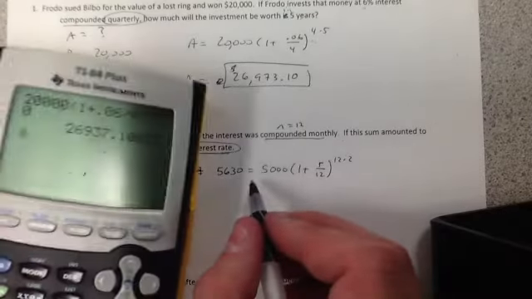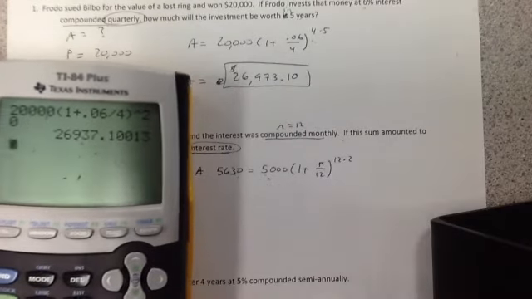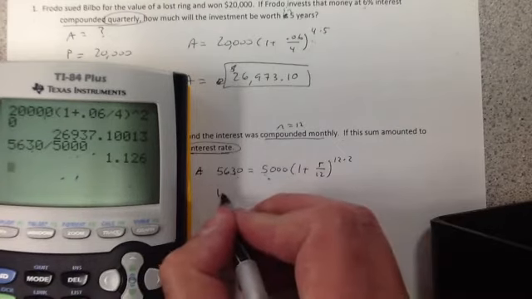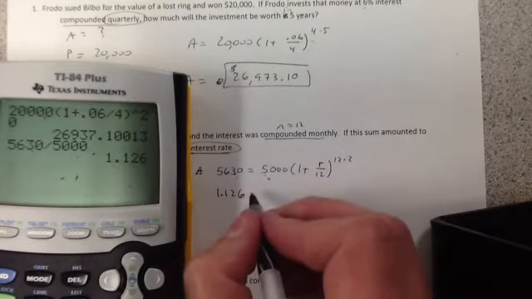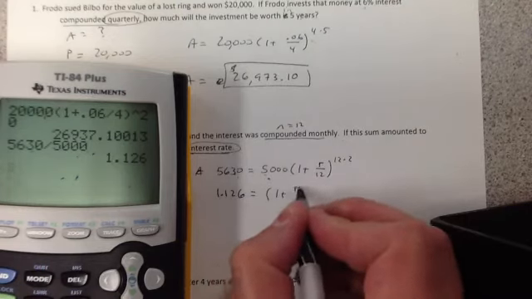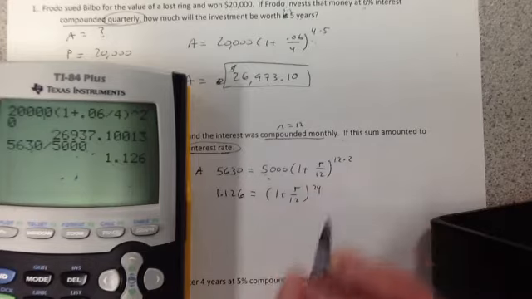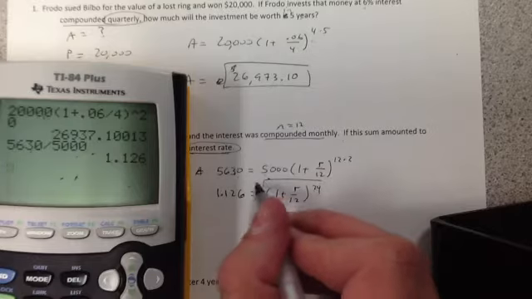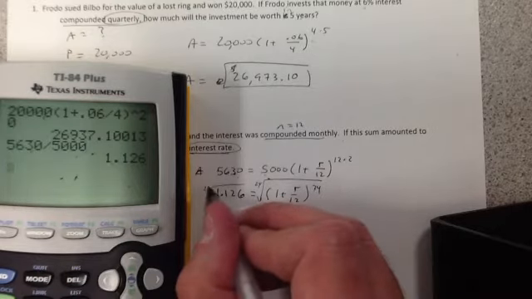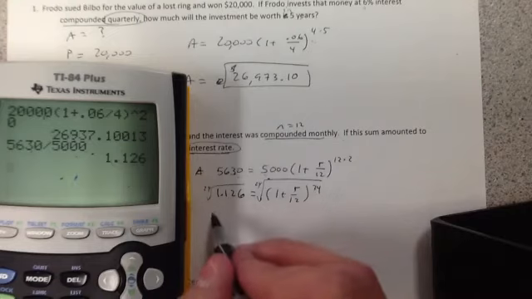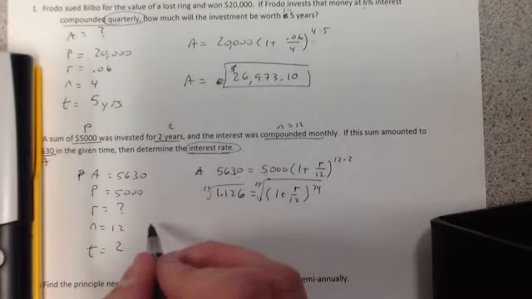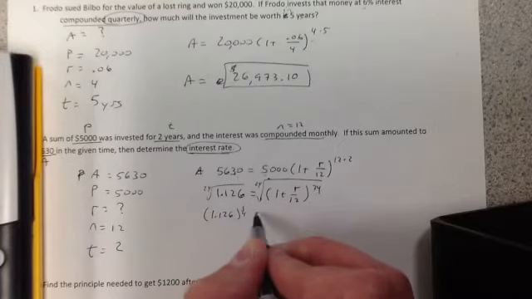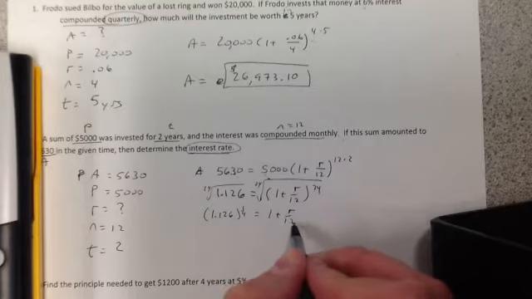Now this is a lot harder to solve. We're going to do this in steps. I'm going to divide by 5,000 first. 56.30 divided by 5,000 gives me 1.126. Be as accurate as you can on this one. That equals 1 plus R over 12 to the 24th. Now, to undo a 24th power, we're going to take a 24th root. So in the calculator, this becomes 1.126 to the 1/24. And that's going to equal 1 plus R over 12.